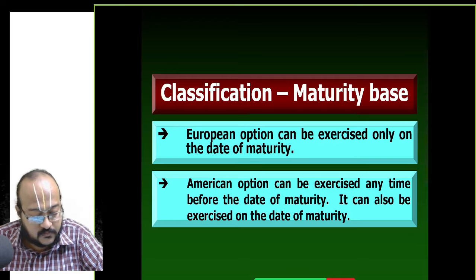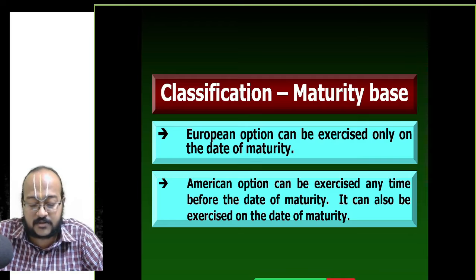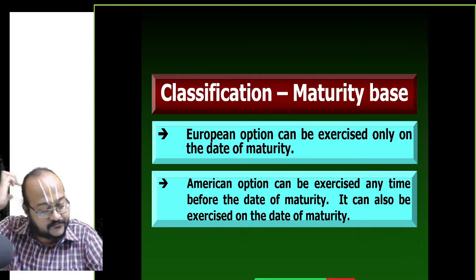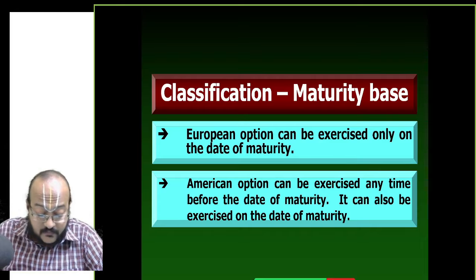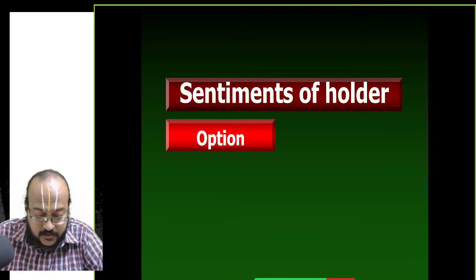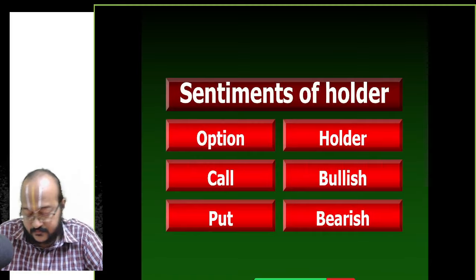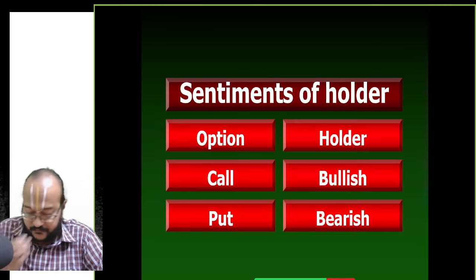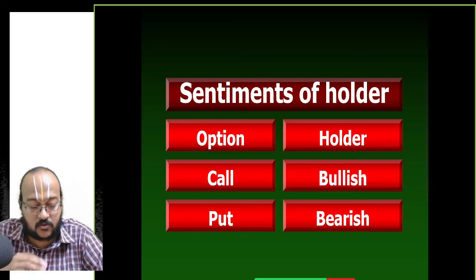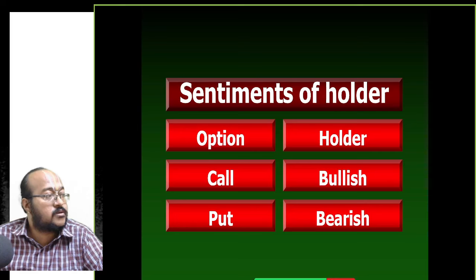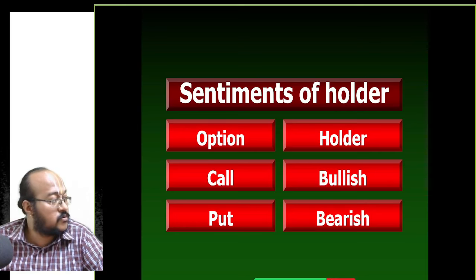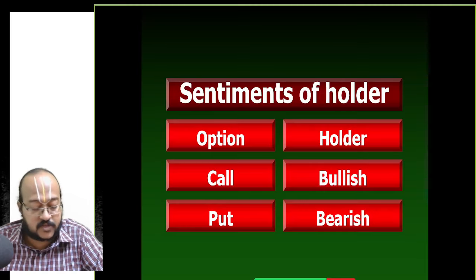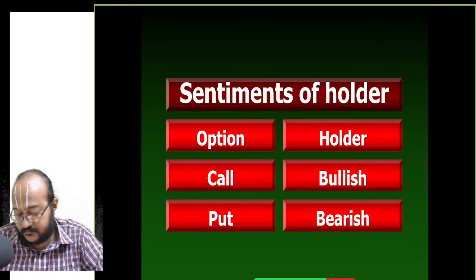American option can be exercised, that sentence, listen. Please revise thoroughly. That's why I've given all these things, so that tomorrow onwards we don't need to discuss these things.